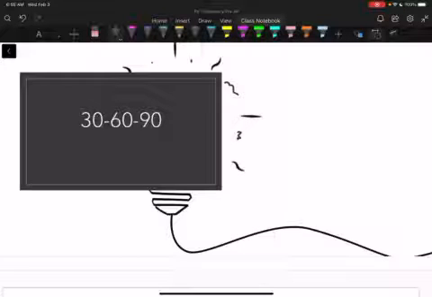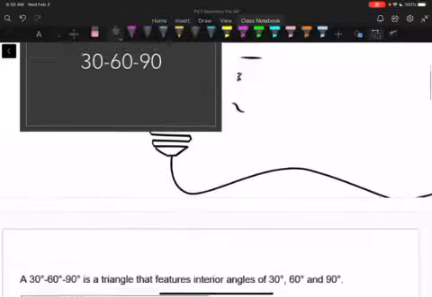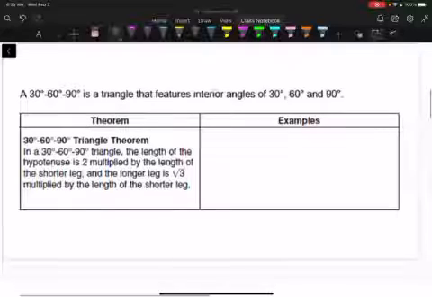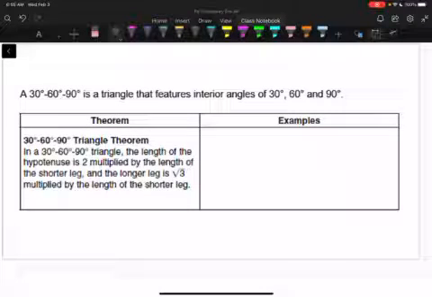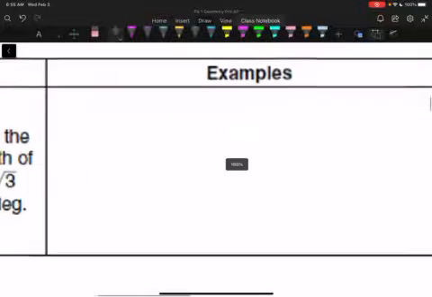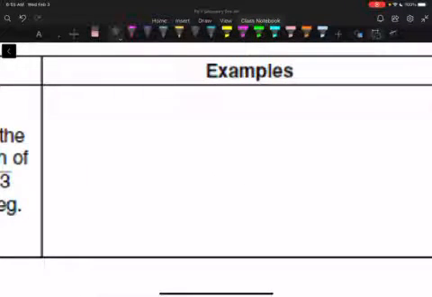In this video, we're going to be learning about the 30, 60, 90 special right triangle. So those are the angle measures in the triangle. And the theorem says the length of the hypotenuse is 2 times the length of the shorter leg, and the longer leg is the square root of 3 times the length of your shorter leg. So here's what that looks like.